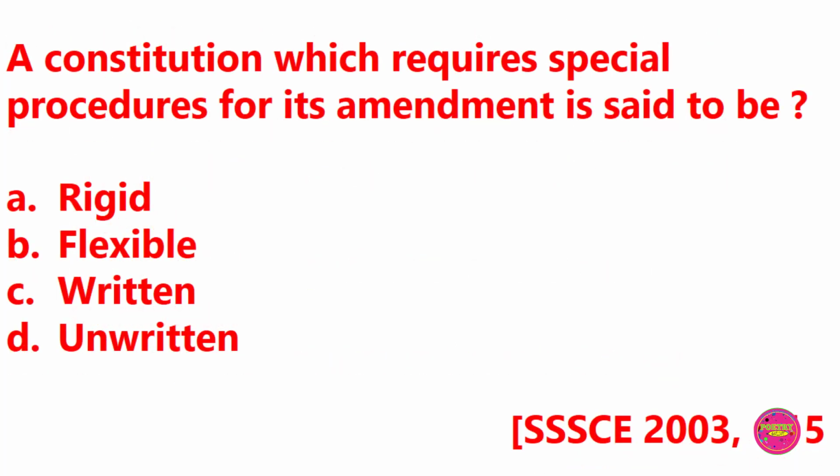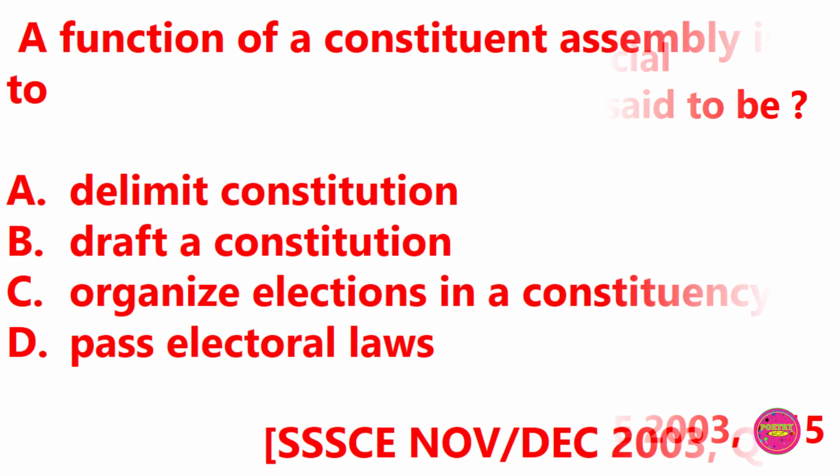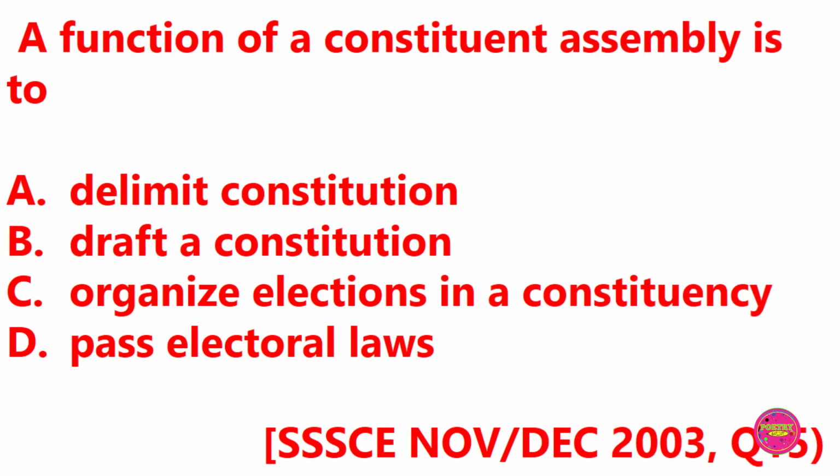A constitution which requires special procedures for its amendment is said to be A. Rigid. B. Flexible. C. Written. D. Unwritten. The correct answer to this question is A. Rigid.